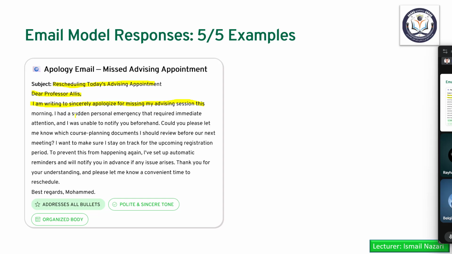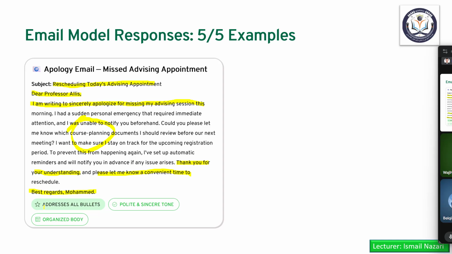Then this part is the explanation section here. It is the explanation section. We have the explanation section in this part. After the explanation, which is here with the action that is requested, we have the last sentence saying, thank you for your understanding, and please let me know a convenient time to reschedule. And the last one, we have the sign off section.